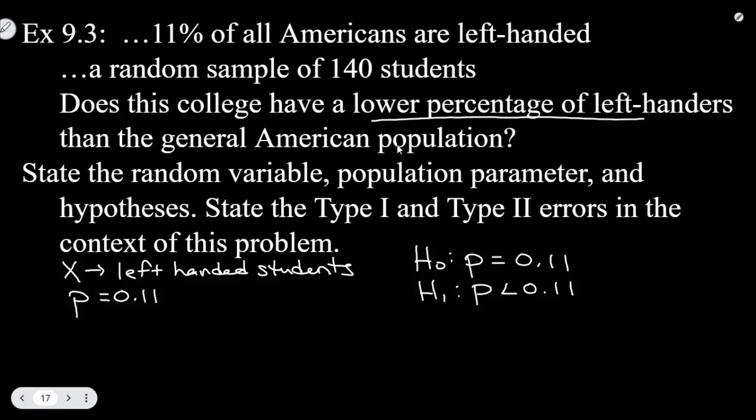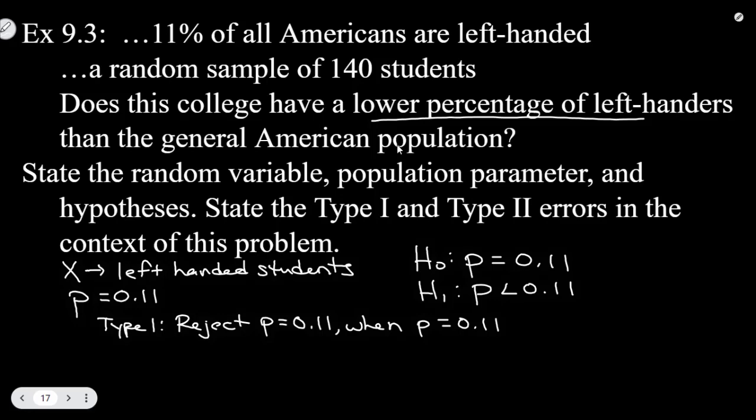Now, a type 1 error would be that we reject the null hypothesis when it's actually true. So in this situation, our type 1 error would be that we would reject the population proportion equaling 0.11 when it actually does equal 0.11.